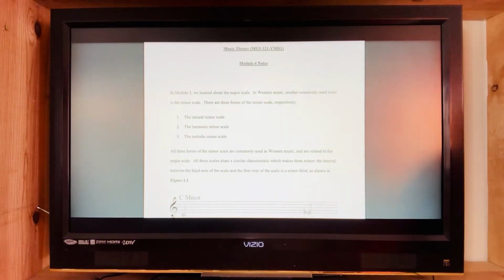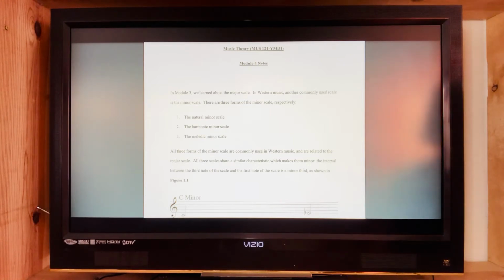So Module 4. In Module 3, we learned about the major scale in Western music, which is classical music or music written on the staff. Another commonly used scale is the minor scale. There are 3 forms of the minor scale. The natural minor, and I've alluded to this before when we talked about modes briefly.